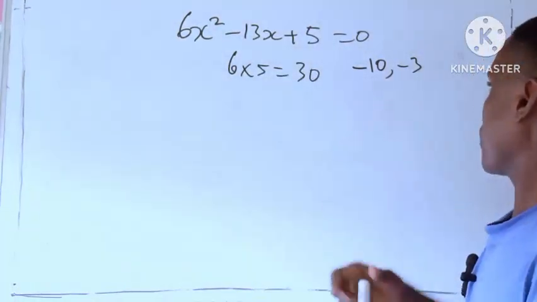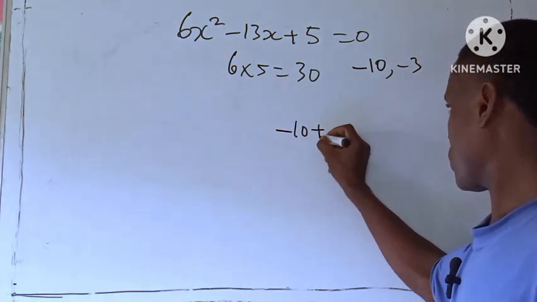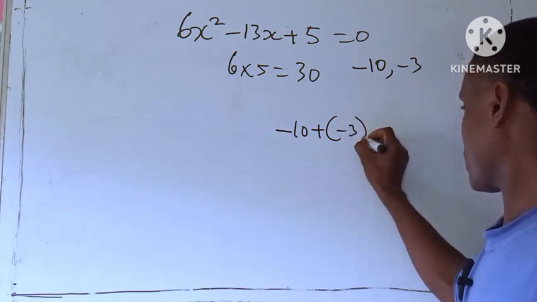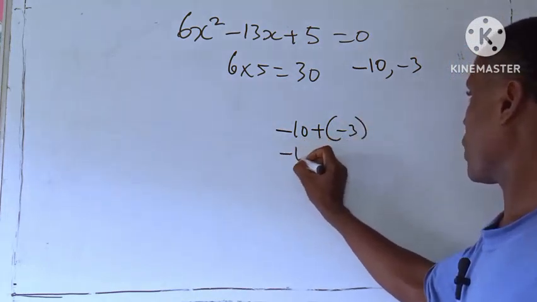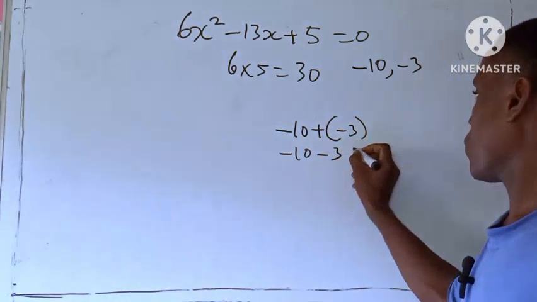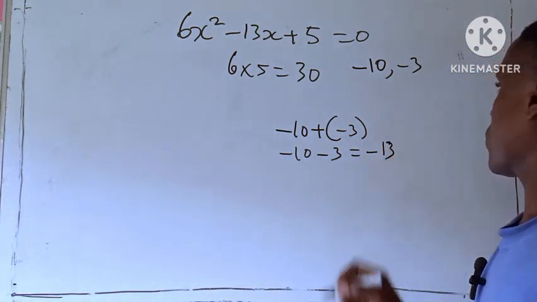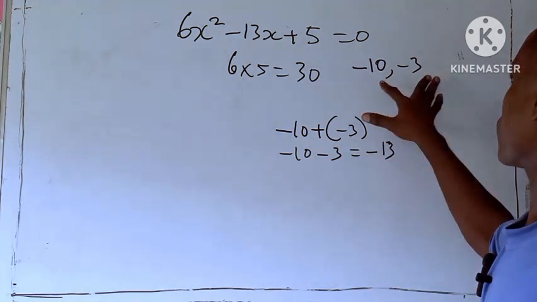If you think very well, the two numbers are minus 10 and minus 3. If you add up these two numbers, minus 10 plus minus 3, if you open the bracket, it will be minus 10. Minus times plus is what? Is minus. So it will now be minus 13. So these are the two numbers.